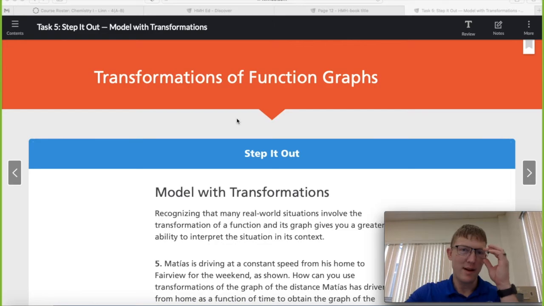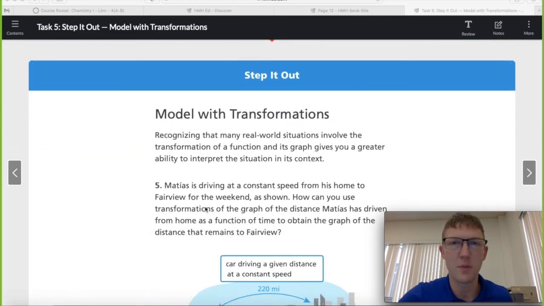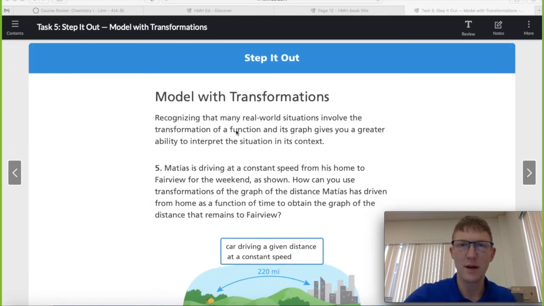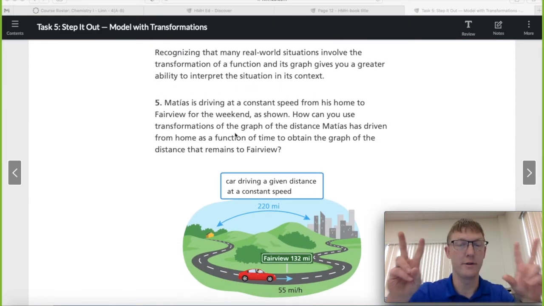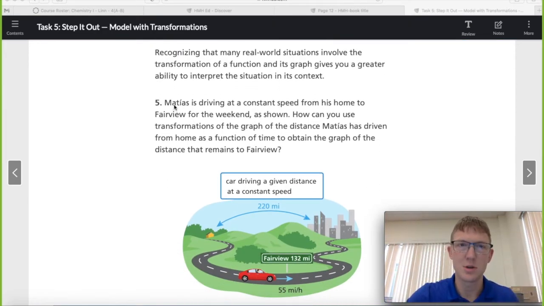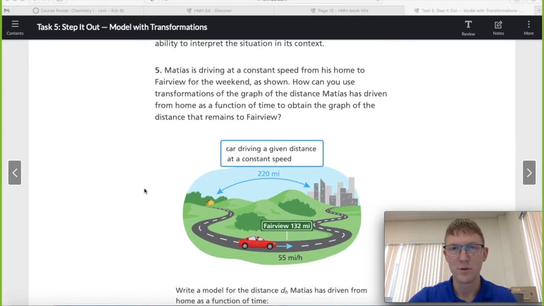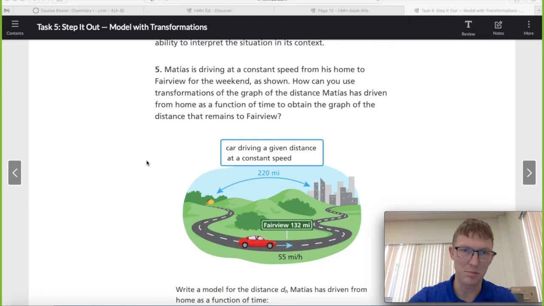Okay, let's try this out. So we're going to model with transformations. We've got a real-world situation, kind of. Matias is driving at a constant speed from his home to Fairview for the weekend, as shown. How can we use transformations of the graph of the distance Matias has driven from home as a function of time to obtain the graph of the distance that remains to Fairview? So that's a really convoluted thing to say, but whatever. You gotta start somewhere, I guess.